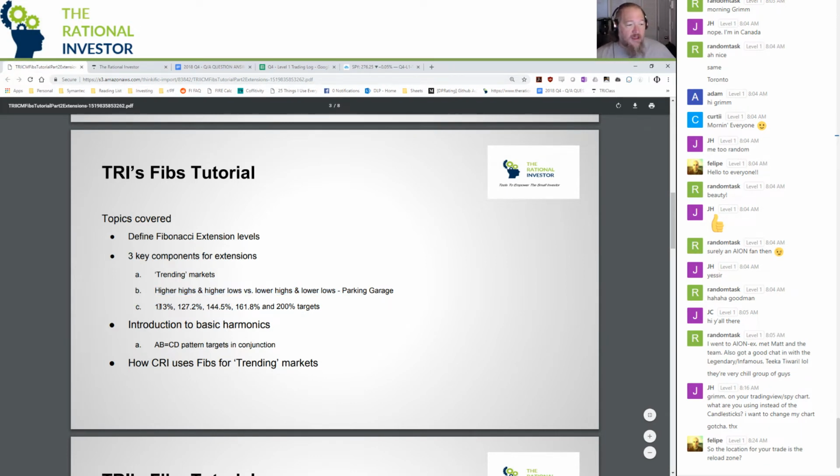So the levels we care about are the 113%, 127.2%, 144.5, 161.8, and 200%, right? And the 144.5 is just a halfway point between the 127.2 and the 161.8.